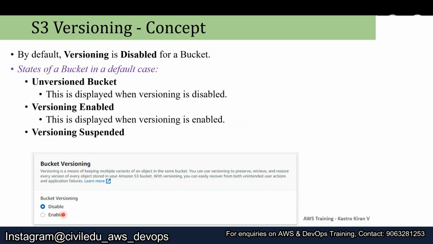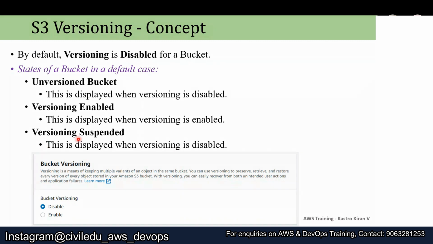Suppose I have enabled the versioning. Now, after my work gets completed, I have disabled the versioning. I don't want versioning to be enabled for a longer duration of time. So I enabled the versioning, did some work, and after my work got completed, I disabled the versioning. When you disable the versioning, that option is called versioning suspended. This option will be displayed when you disable the versioning when it is already enabled. Only then will you see versioning suspended.